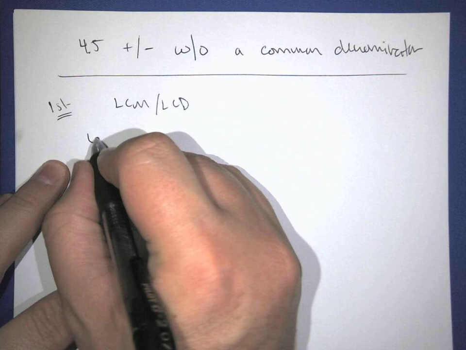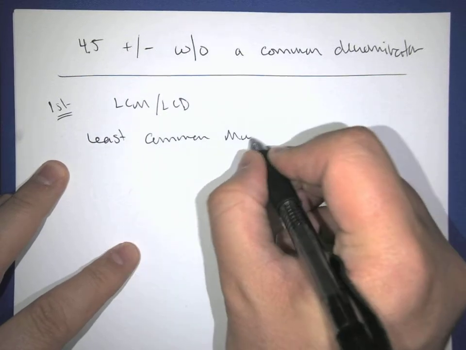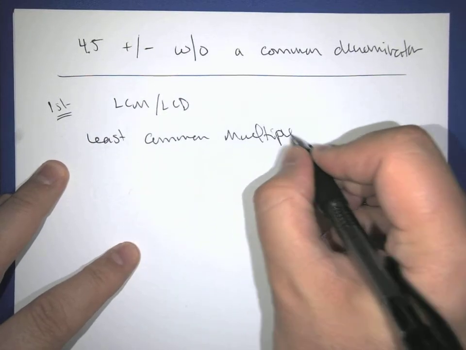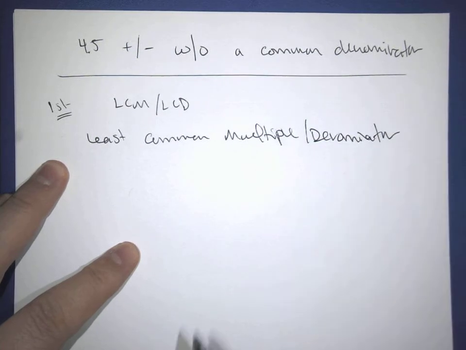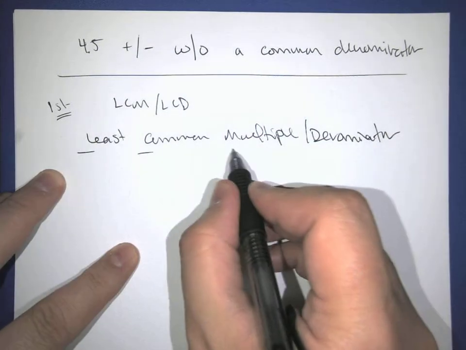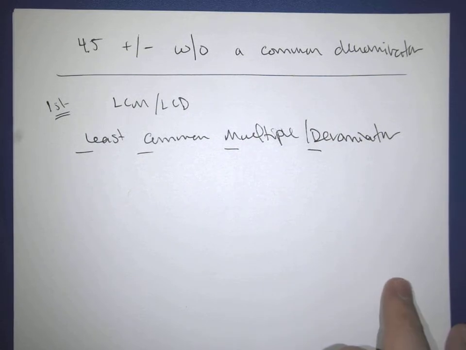So this stands for the least common multiple slash denominator. So, right, LCM or LCD. I'm kind of grouping these two things together. The LCD, the least common denominator, just is the least common multiple, but in the context of fractions, right? In the context of having denominators and fractions.